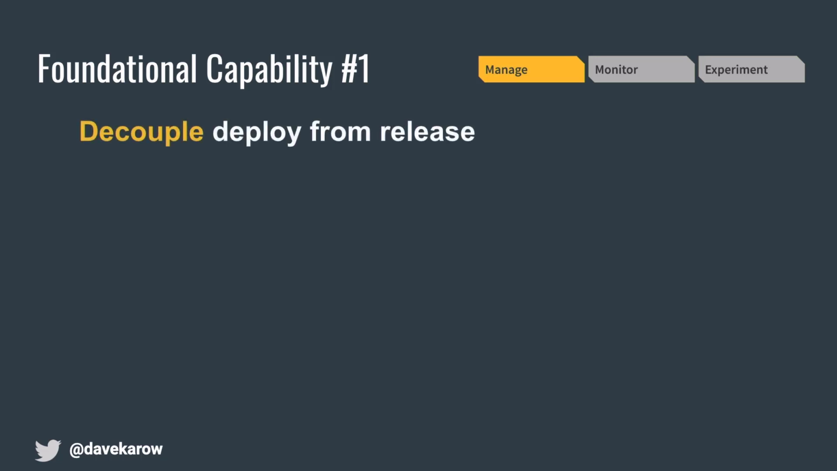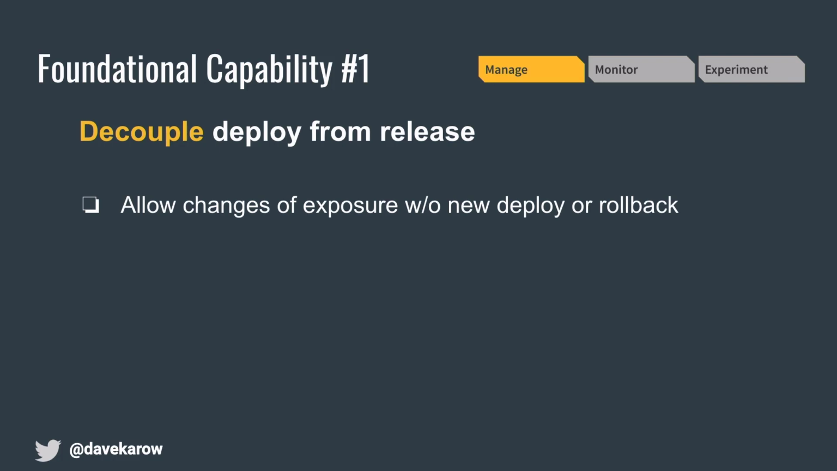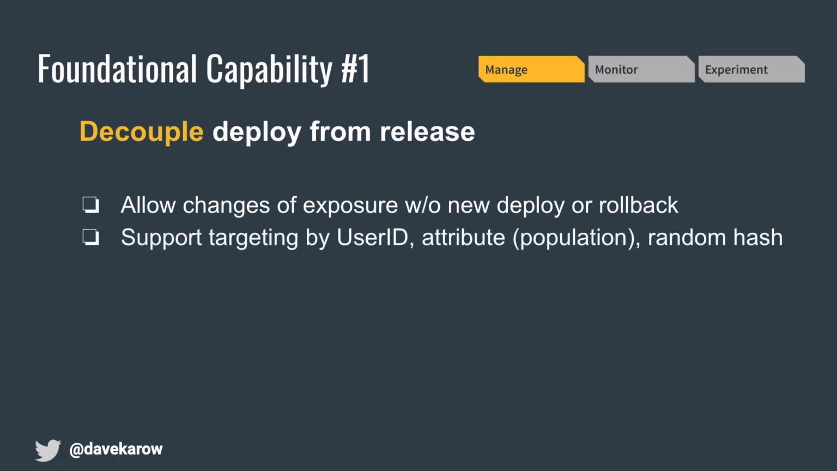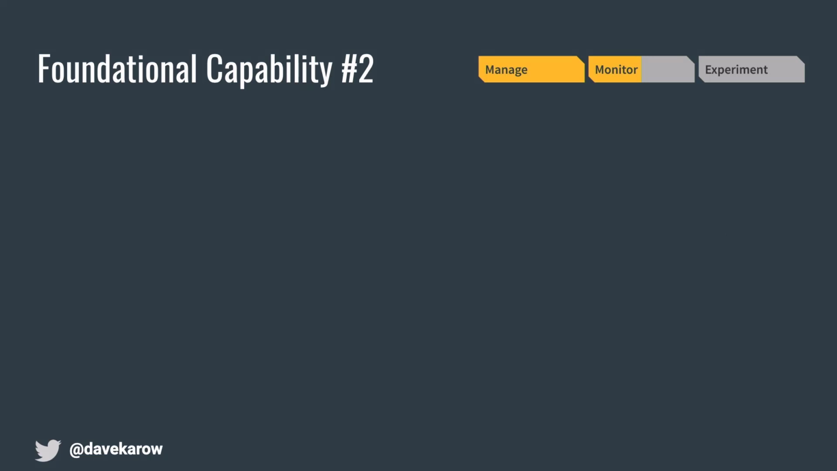First one is decoupling deployment from release, right? I want to be able to make changes without a new deployment or a rollback, and I want to be able to target various ways. Not just routing network traffic, but like getting it to users and populations and such, right?